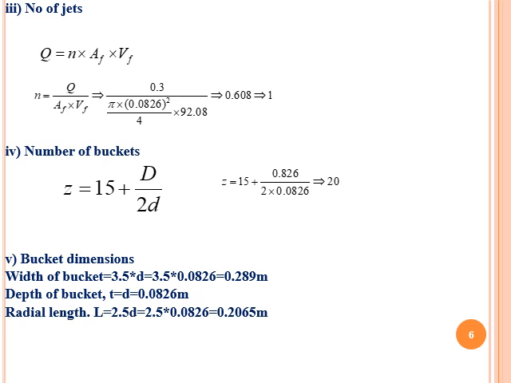In the first part we suggested whether this Pelton wheel is suitable or not for these given conditions. Later in the second part we designed the Pelton wheel. That means we calculated the diameter of the jet, the diameter of the buckets, how many jets are required, how many buckets are connected to the wheel, and what the bucket dimensions are.